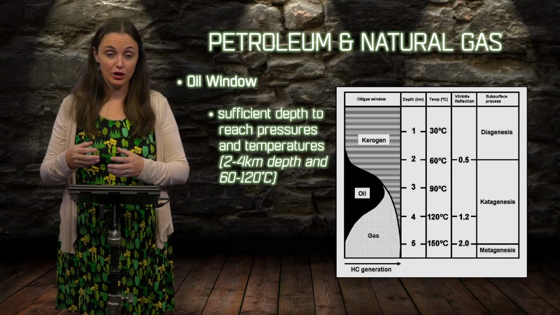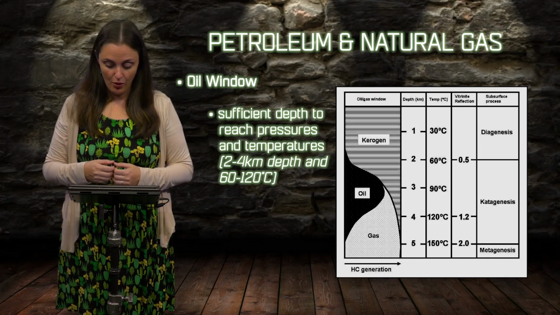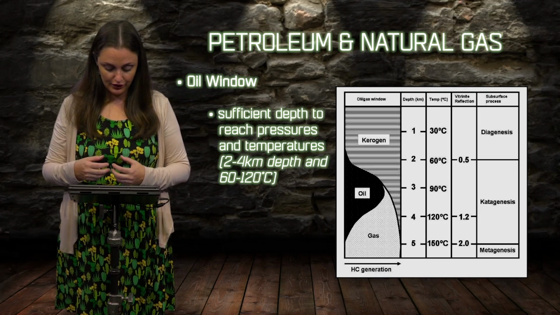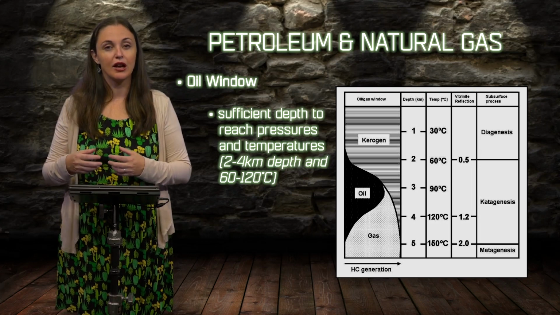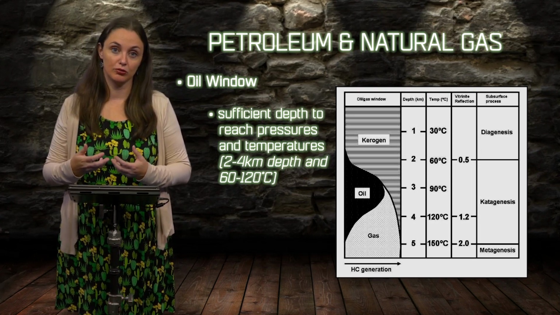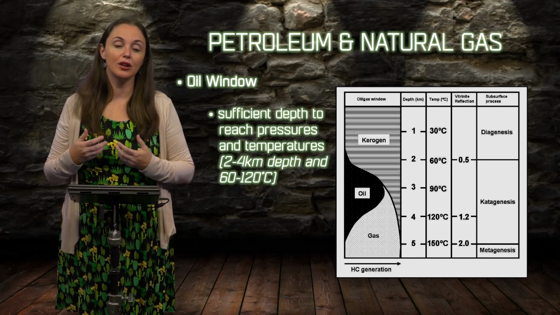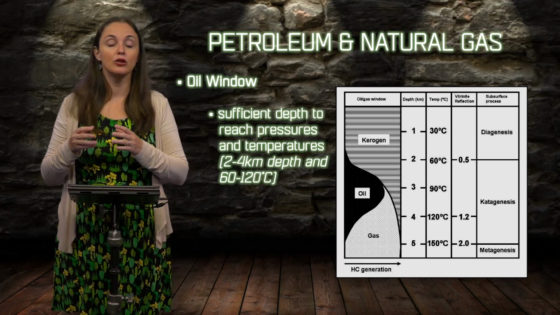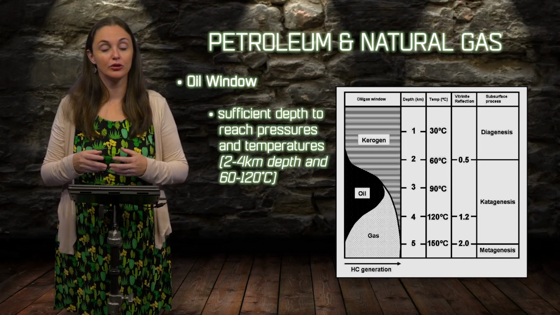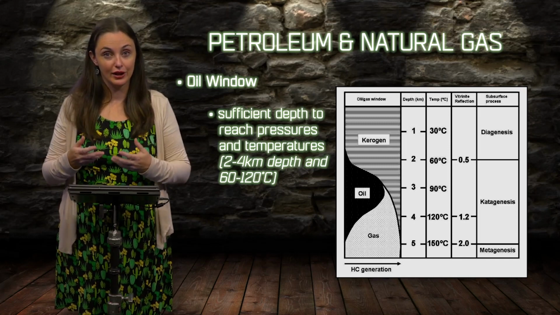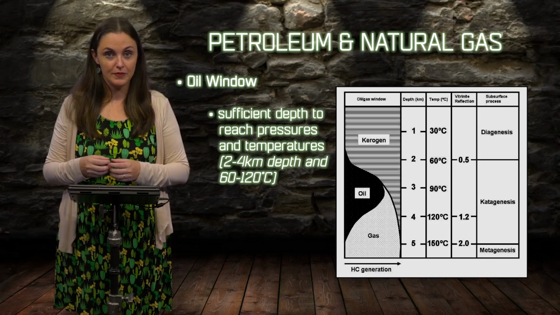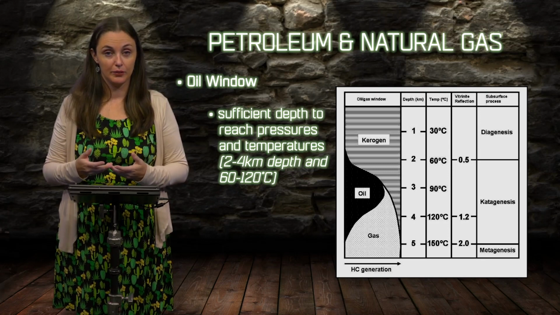And then you have the pressure that goes along with that. We have 1 atmosphere of pressure at the Earth's surface, and at depth, you would have maybe 2 to 3 atmospheres of pressure. So 2 to 3 times the amount of pressure that we experience on the Earth's surface. So at those temperatures and pressures, which naturally you only get with depth, you're going to convert all of that material to oil. That's called the oil window.